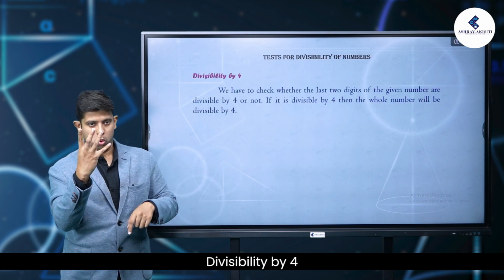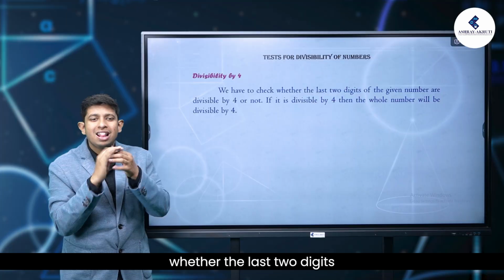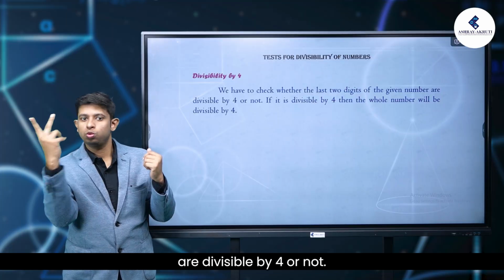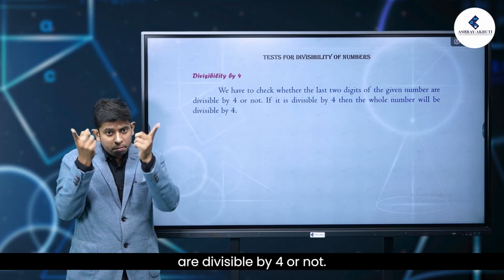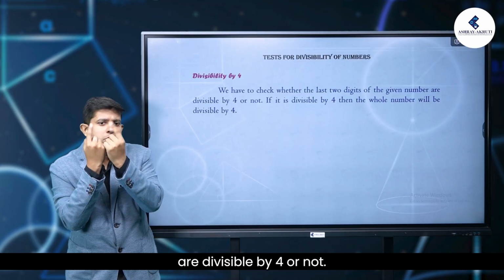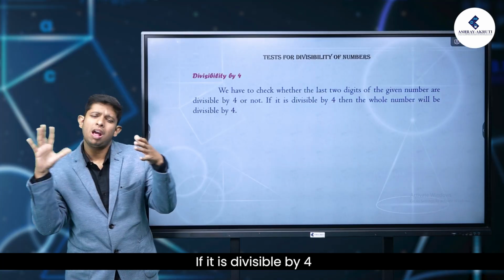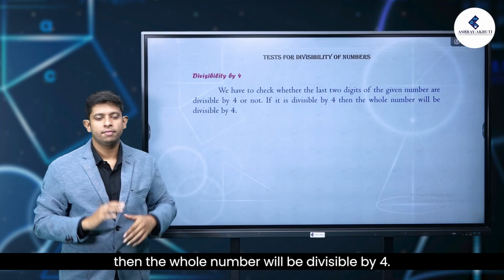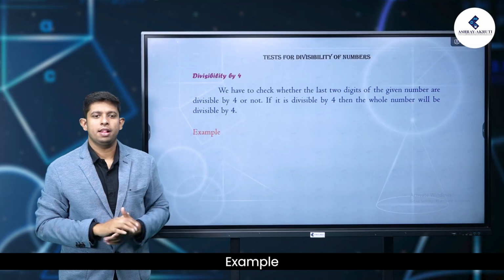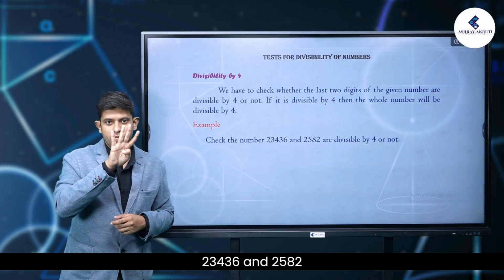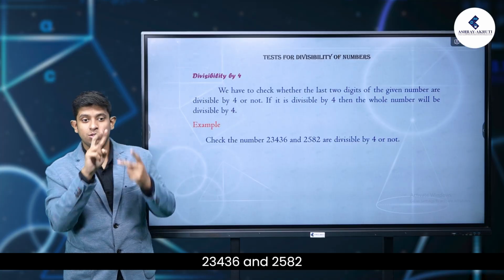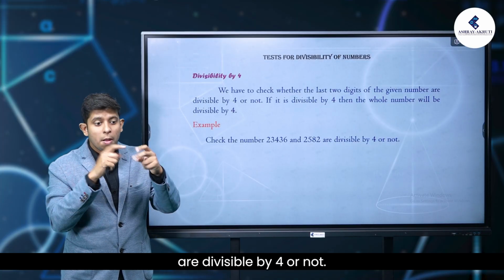Divisibility by 4. We have to check whether the last two digits of the given number are divisible by 4 or not. If it is divisible by 4, then the whole number will be divisible by 4. Example. Check if the numbers 23436 and 2582 are divisible by 4 or not.